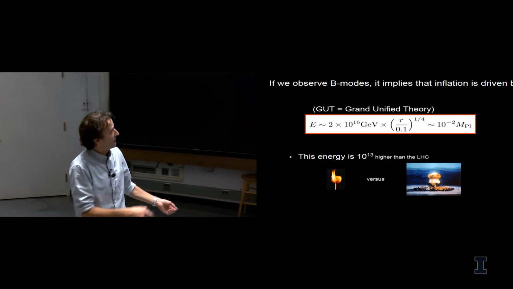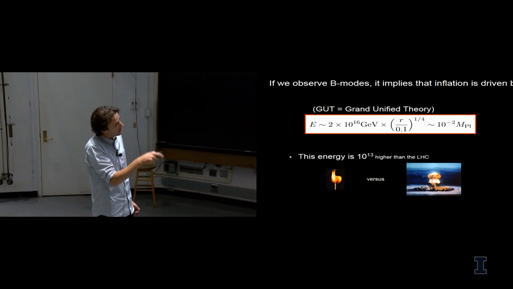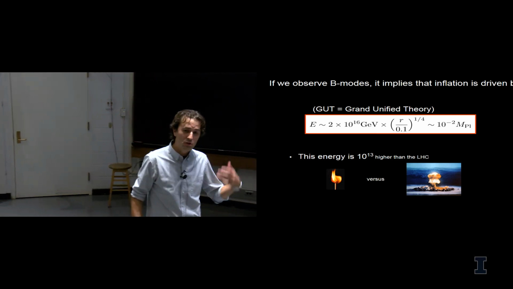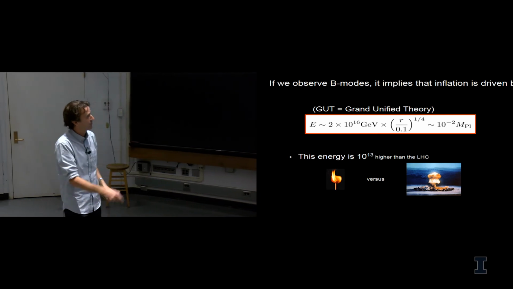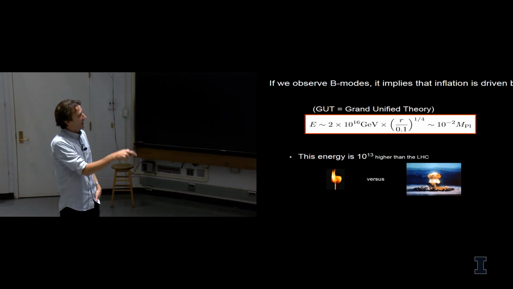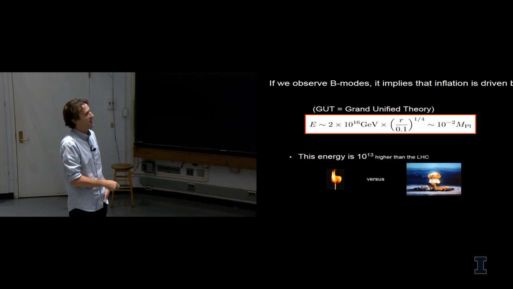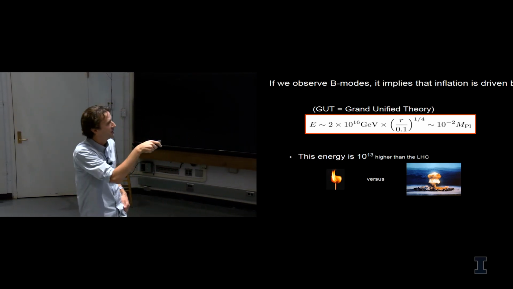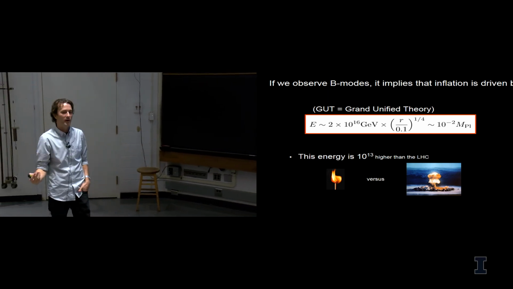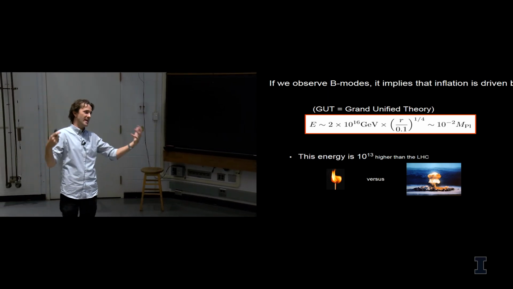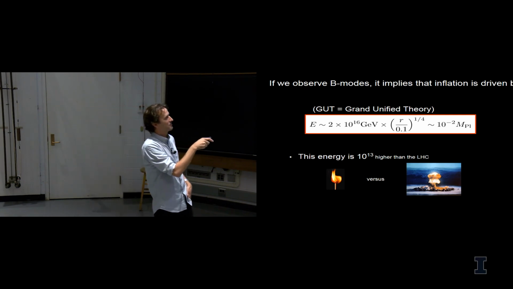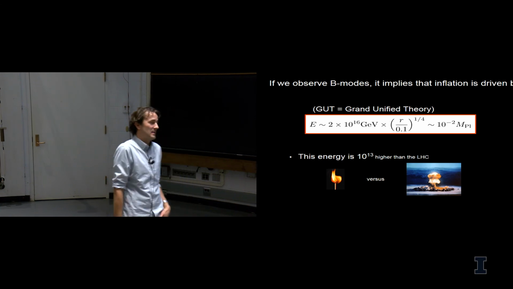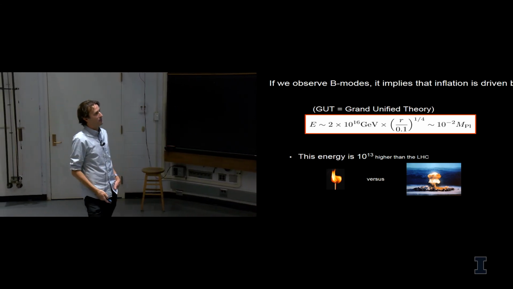And the exciting thing about this is that if we observe B modes, it not only proves that inflation is true, it also implies that inflation is driven by some enormous energy density. And the energy is 10 to the 13 times higher than that at the LHC. So this is like comparing the energy released when you light a match with the energy released when you set off a nuclear warhead. So this is like probing nature at the highest possible scales, beyond anything we'll ever do on Earth. So really, if we do measure these things, we're learning a lot about the universe.